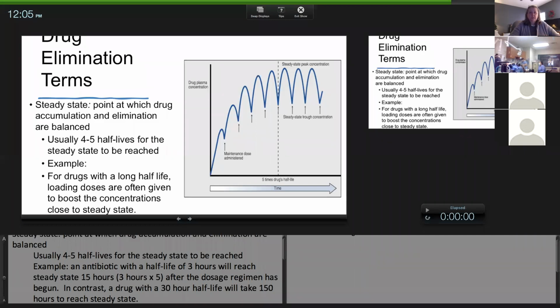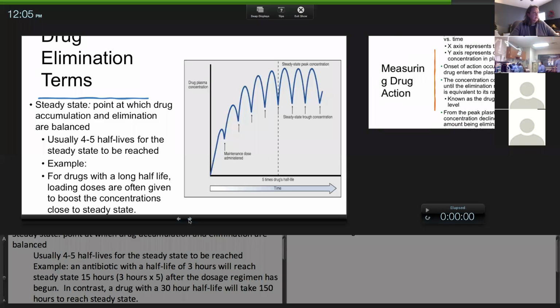A loading dose is not used with every medication, but sometimes we'll give a higher initial dose, and that's what is meant by a loading dose, to reach plasma levels. And then the drug interval, how often we're giving the drug, is really important in keeping that drug in its steady state based on its half-life and how it's eliminated.